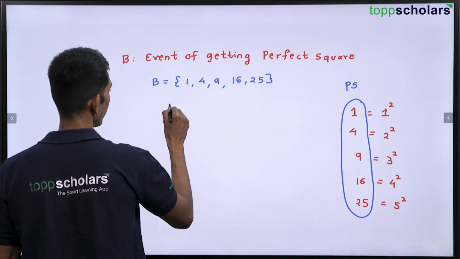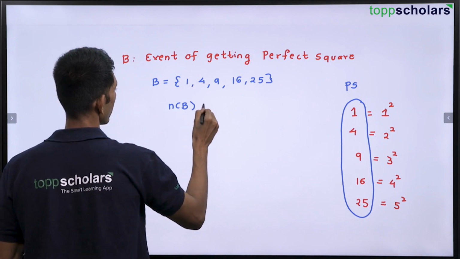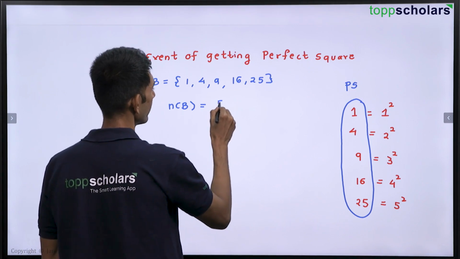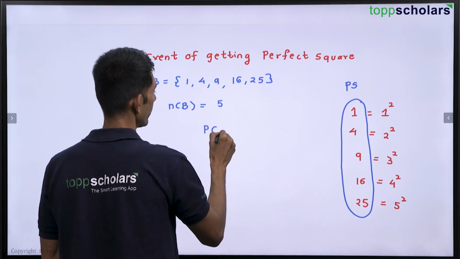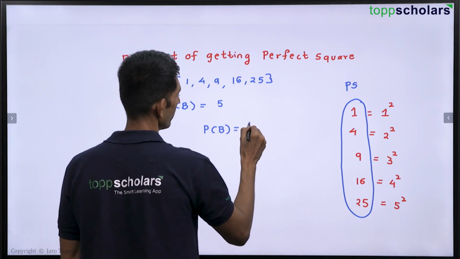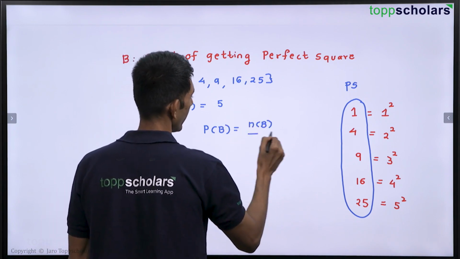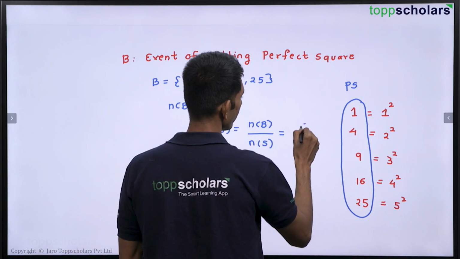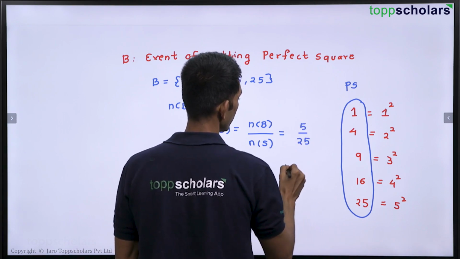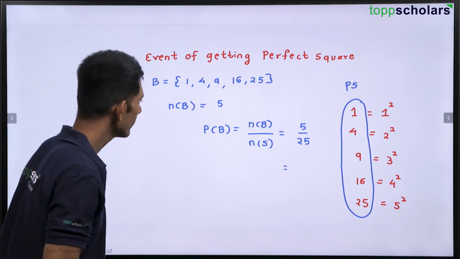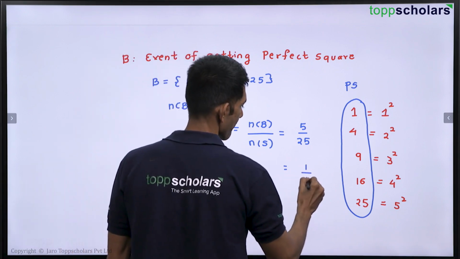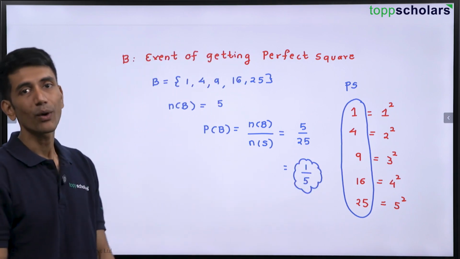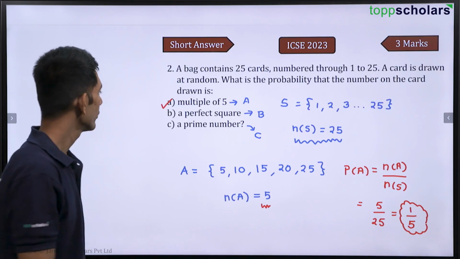So can I say the number of elements in event B are what? 1, 2, 3, 4, 5. Can I say it is 5? Yes. So what will be the probability of event B? The probability of event B will be n of B divided by n of S, that is equal to 5 by 25. And how much is 5 by 25? 1 by 5, right? So to get a perfect square, the probability is going to be 1 by 5. Correct? Easy. So second is done.